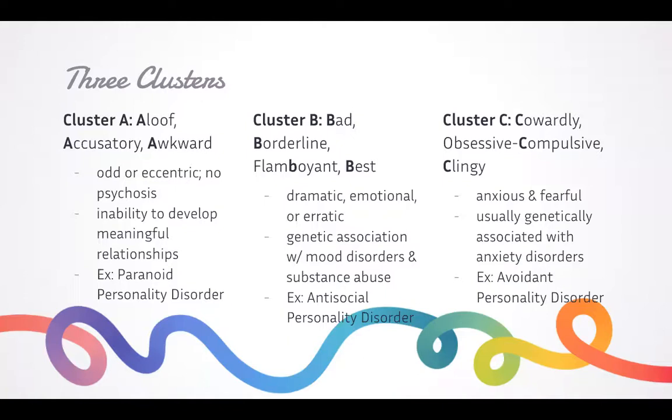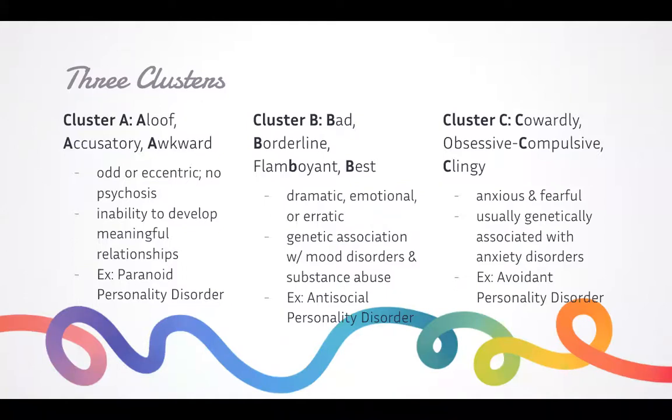Okay, next we have the cluster B personality disorder. Oh, and also those words at the top after cluster A, aloof, accusatory, and awkward, have to go with the three personality disorders that are there. So aloof goes with paranoid, accusatory goes with schizoid, and awkward goes with schizotypal. And so it'll basically be the same for the rest, and I'll go over that when I go to cluster B, which is right now.